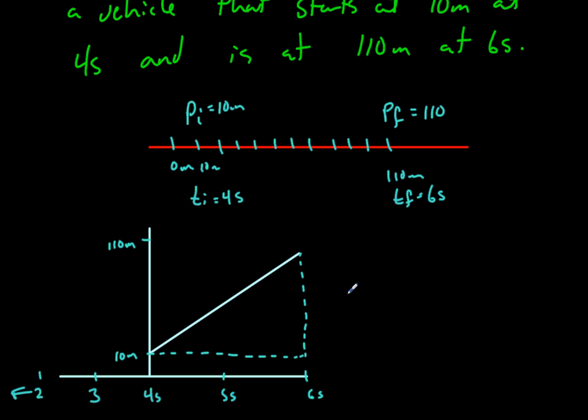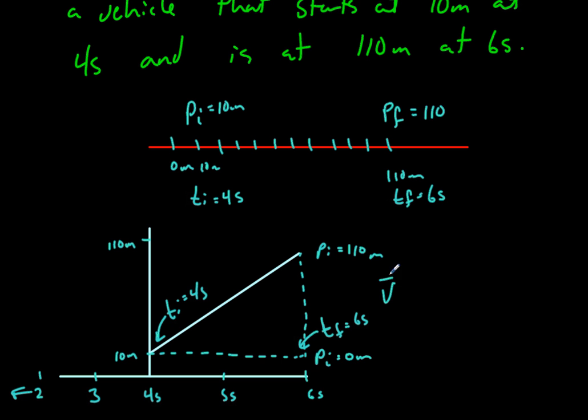Okay, so we got a couple of input values. Here's our initial position. That's at 10 meters. And our final position is at 110 meters. Our initial time, t_i, is at 4 seconds. And our final time is at 6 seconds. So I feel like I'm just beating this to death. But let's apply our formula and sort out what's going on here.